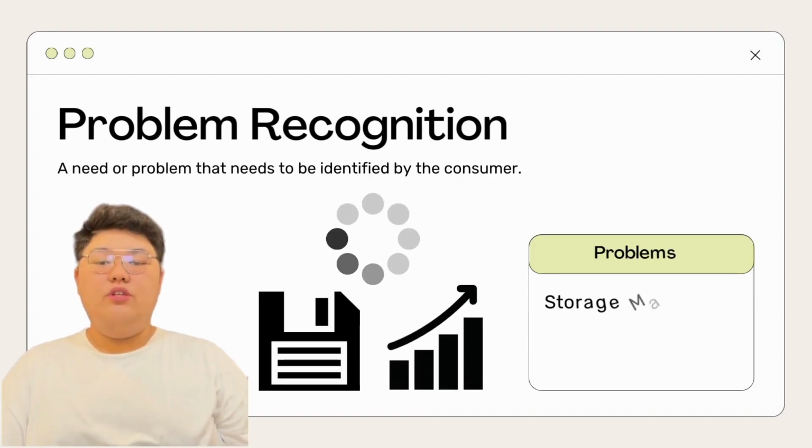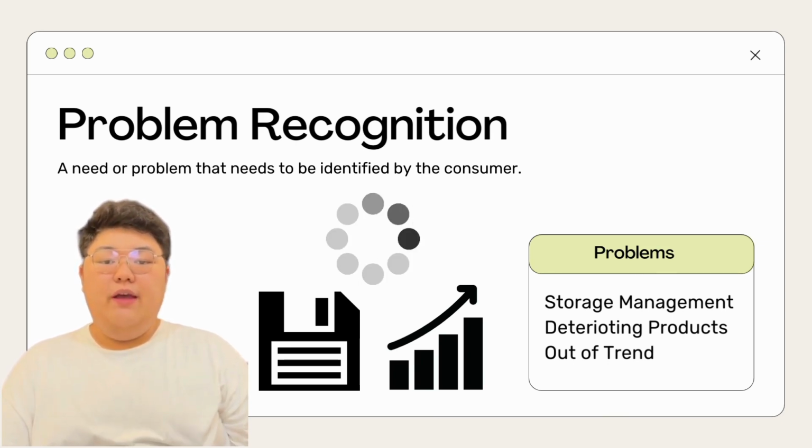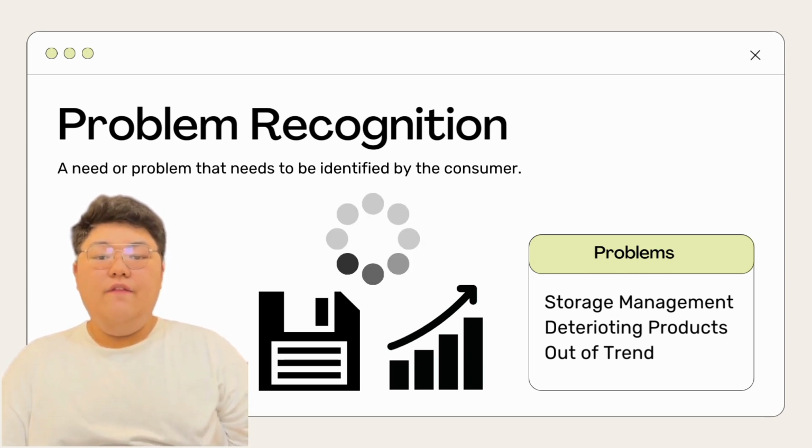Problem recognition is a process where a problem or need is recognized. And as for smartphones, these are gadgets that are part of one's daily life. As time progresses, it becomes better. Problems occur such as lack of storage, device malfunctions, and falling behind the trend.